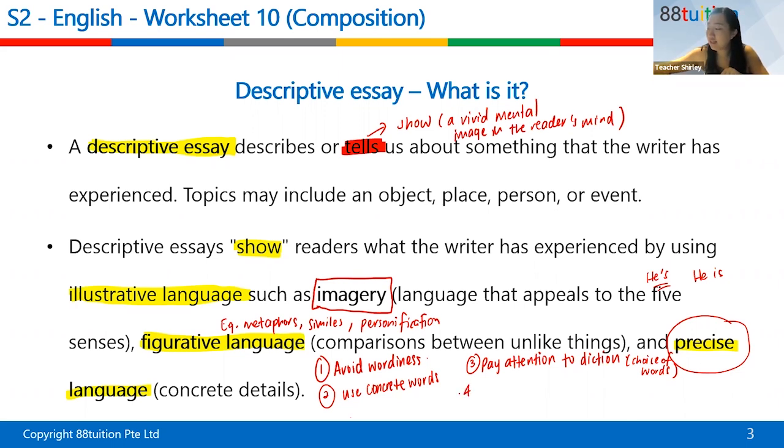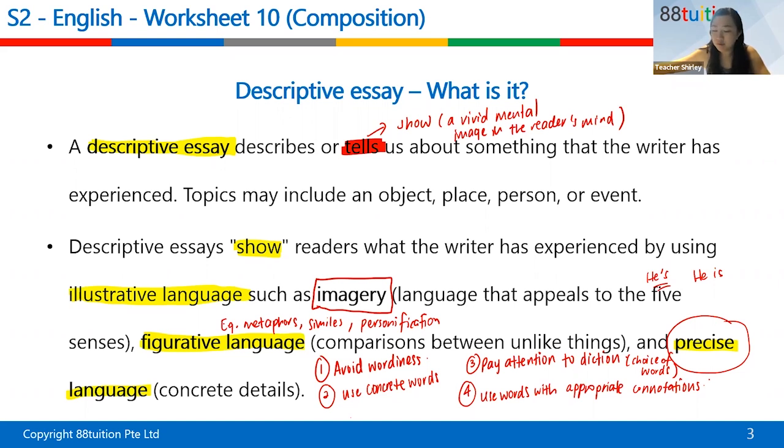Okay, and lastly, number 4, you will have to try to use words with appropriate connotations. By appropriate connotations, it basically means whether it is positive or negative, because positive and negative connotations can give different impressions altogether.